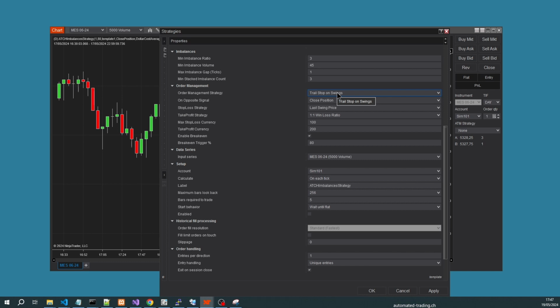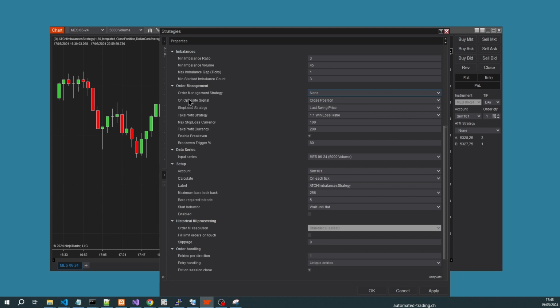But you know, people use their ATM strategy if they want to use a trailing stop. Or you can use none. You can choose not to use an order management strategy. So you want the position to be opened, and then you set your stop loss, you set your take profit, and let it run. You don't need active order management for the position. So for that you select none, and there you go.